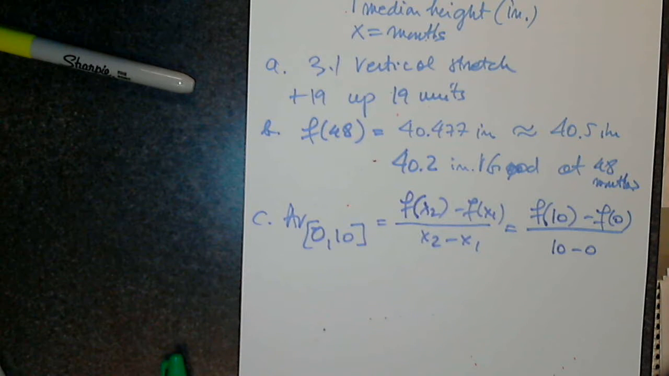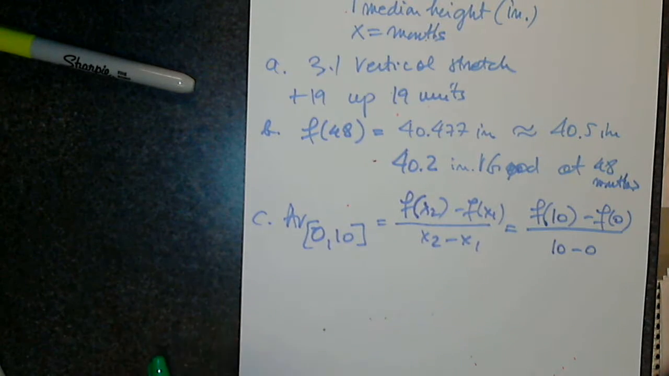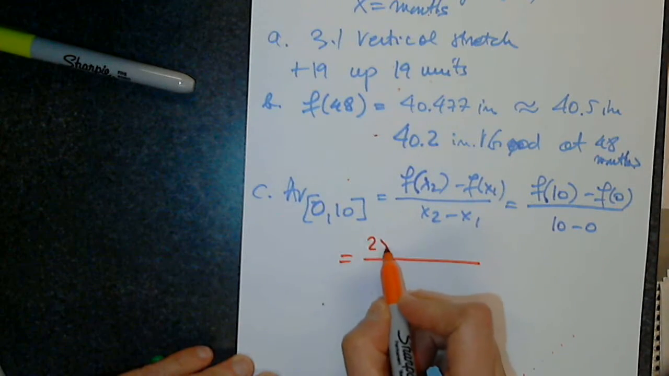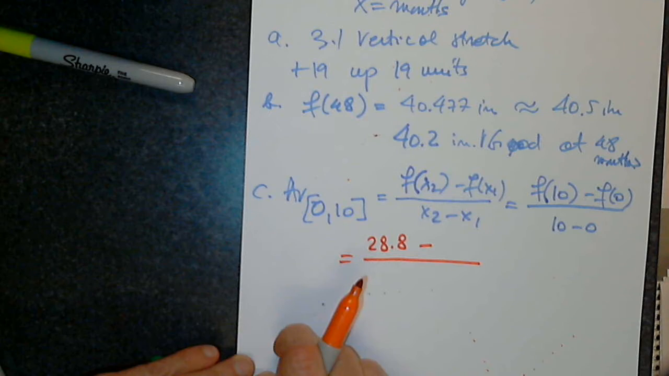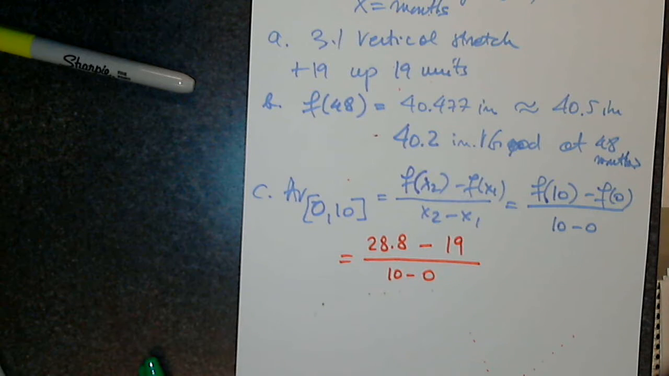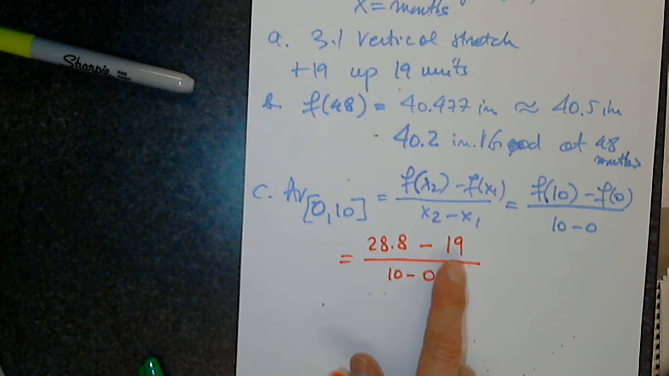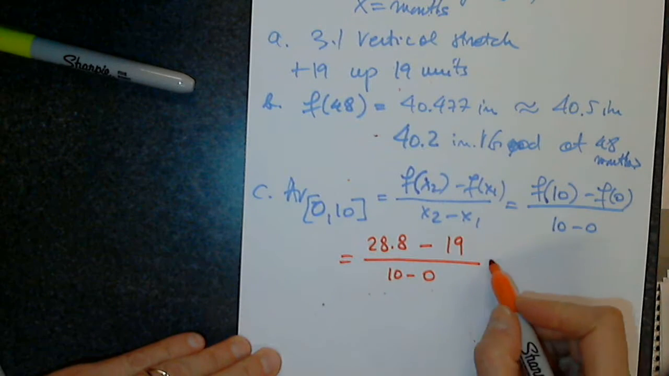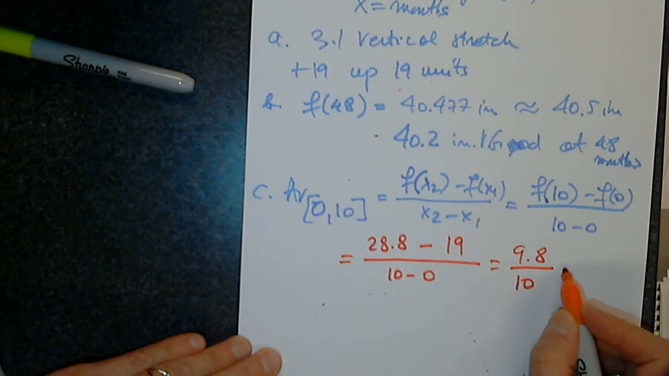I go back to my calculator. I plug in 0 and I plug in 10. So I have the values. Can anyone dictate what I should write? What is f of 10? 28.8 minus f of 0, 19, over 10 minus 0. Is this clear? I determined these with the graphing calculator. So 28.8 minus 19 is 9.8, divided by 10.